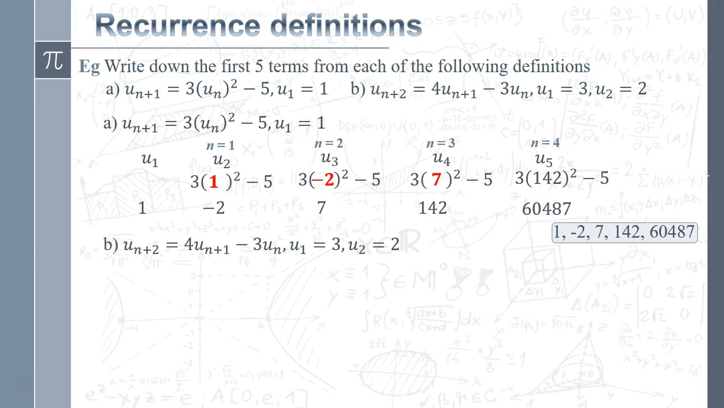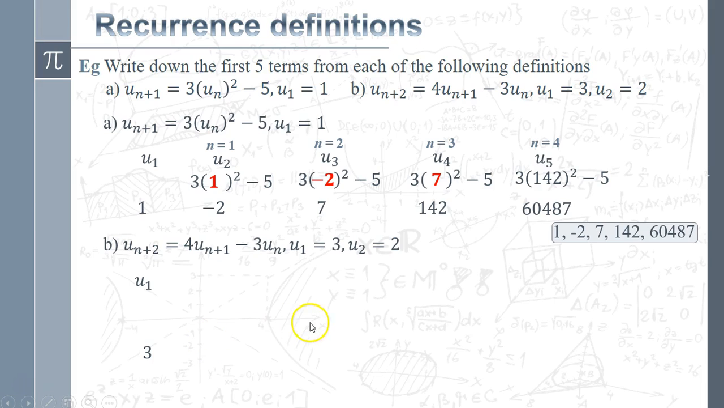Now this one, a little bit more complicated again, because we've got this u_{n+2} equals 4 u_{n+1} minus 3 u_n, and we're given 2 numbers. So essentially what this one's doing is using the previous 2 terms to be able to describe the next term. So what we need here is, to get to this term here, we need 4 times the previous term, take off 3 times the one before that. So that's why we've been given u1 and u2 as starting values.